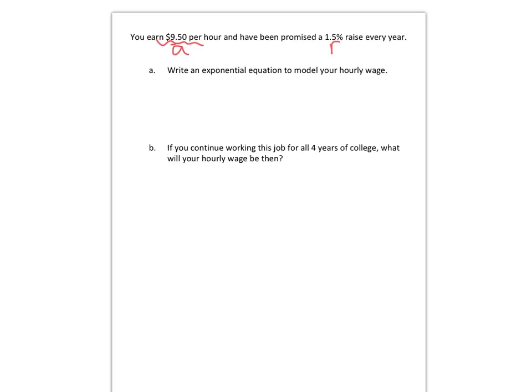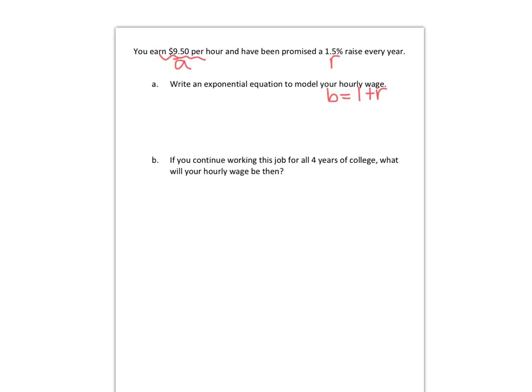What we have to worry about, though, is that to find B, we have to do 1 plus the rate, and we have to remember to write the rate as a decimal. So we have to do the opposite of what we have been doing. We have been multiplying by 100 to turn a decimal into a percent. We're going to have to divide by 100 here to turn our percent into a decimal. So that's going to be 1 plus 0.015.